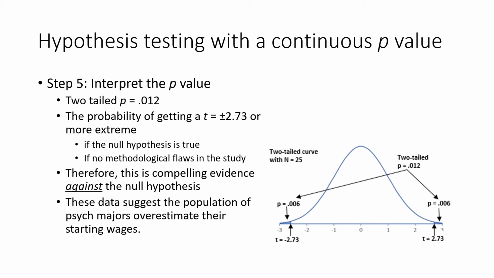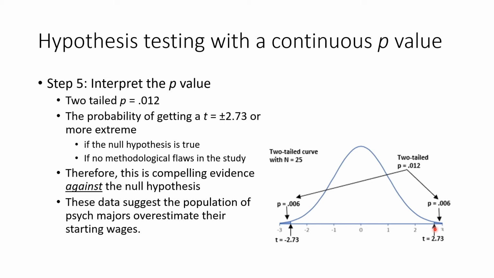Now we need to interpret this p-value. Technically, or literally, the p-value is the probability of getting the obtained t, which was 2.73, or something more extreme, either something on this tail or on this tail, further away than 2.73, if the null hypothesis is true and if there are no methodological flaws in the study. So if the null is true, we would expect to get a t-value somewhere close to 0. But we didn't. We got something way out here.